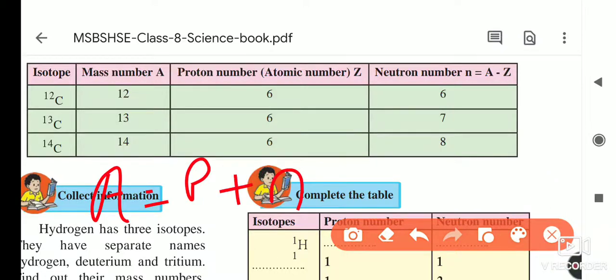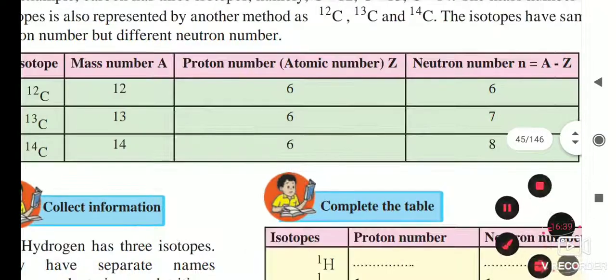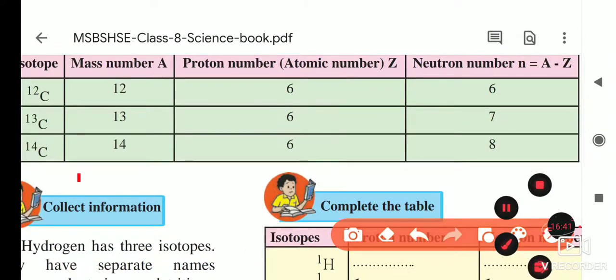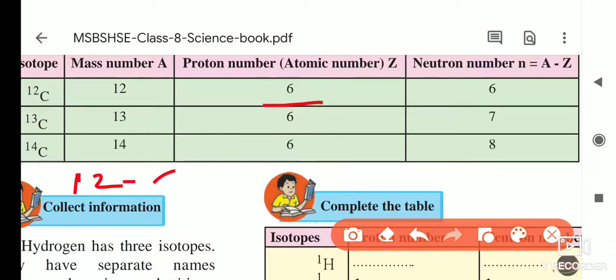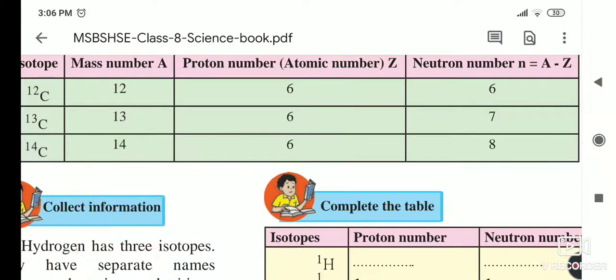If you put the values here, you will notice that the atomic mass given is 12. If you subtract the 6, the number of protons, from it, then you will get the number of neutrons. How many is it? 6. So A minus P is equal to neutrons. A minus P is equal to neutrons.